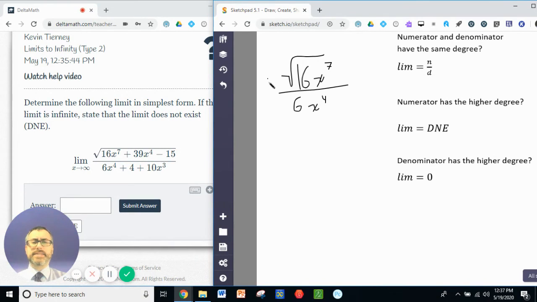Okay, let's simplify what we have on top. Square root of 16 is just 4. And square root of x to the 7th. Now, when I had the cube root, I put a 3 in the denominator of this fraction, but I don't see a number here. Is it an invisible 1? Well, no. What do we call it? The square root. This invisible index is a 2, so we can say this is 4x to the 7 over 2. Perfect. Then we'll just have 6x to the 4th on bottom.